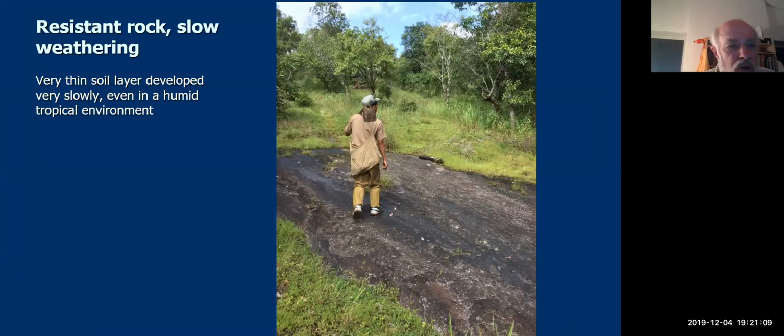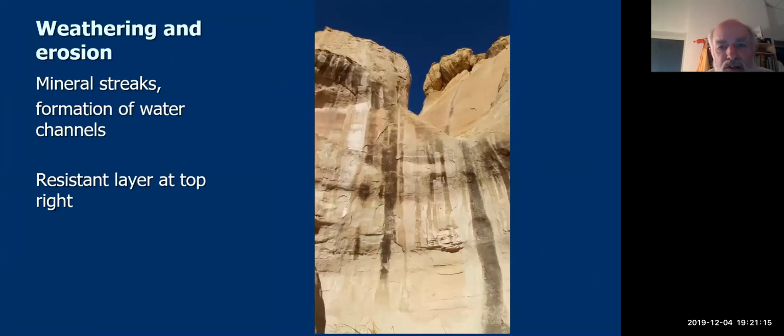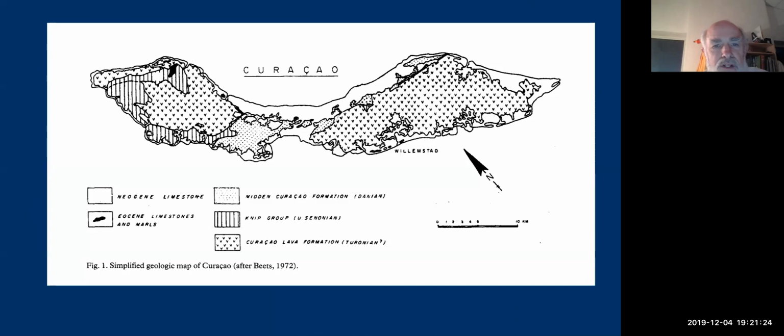Yeah, so here we were. This is just a very resistant rock, and it's a very, very thin soil. And then here's some sandstone, showing the mineral streaks and erosion going on. Now, Curacao. This is what we've all been waiting for, right?